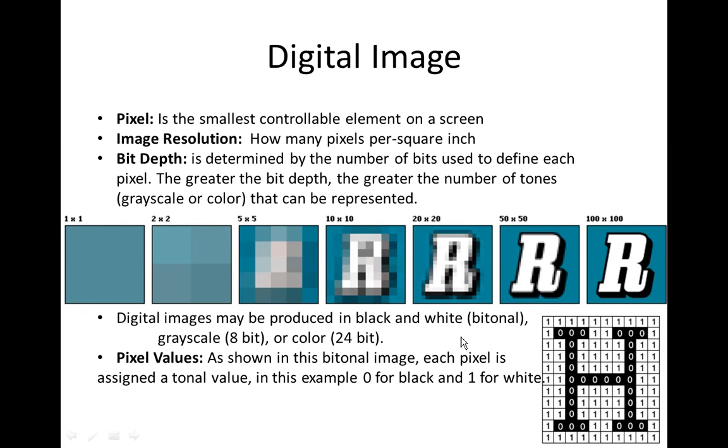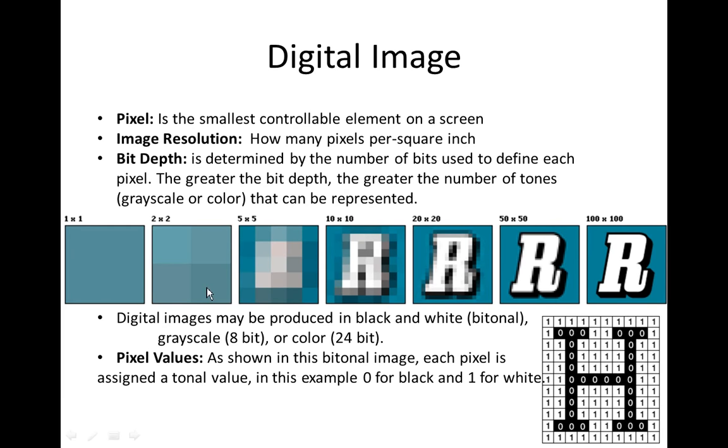So here's an example of a digital image. We have pixels. It's the smallest controllable element on a screen. When you think about your TV at home, how many pixels can it fit in a square inch? Basically, the image resolution, as I just said, is how many pixels you can fit in a square inch. The more pixels you have, the better the resolution, because in a square inch, if you only had, say, 1 pixel, that would be pretty obvious to see and be very low resolution.